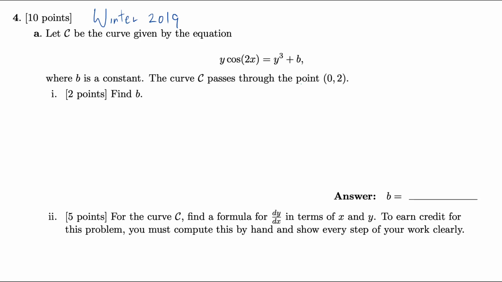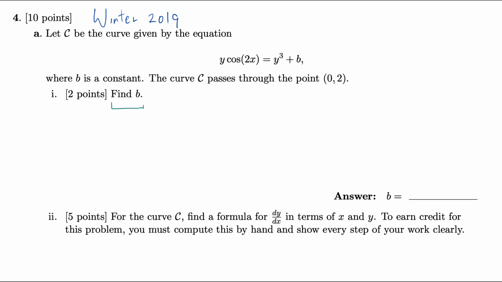Here we have a question on implicit differentiation from winter 2019. So part A. We have this curve given by the equation y cosine of 2x is equal to y cubed plus b, where b is a constant. The curve goes through the point (0, 2), and we wish to find b here.